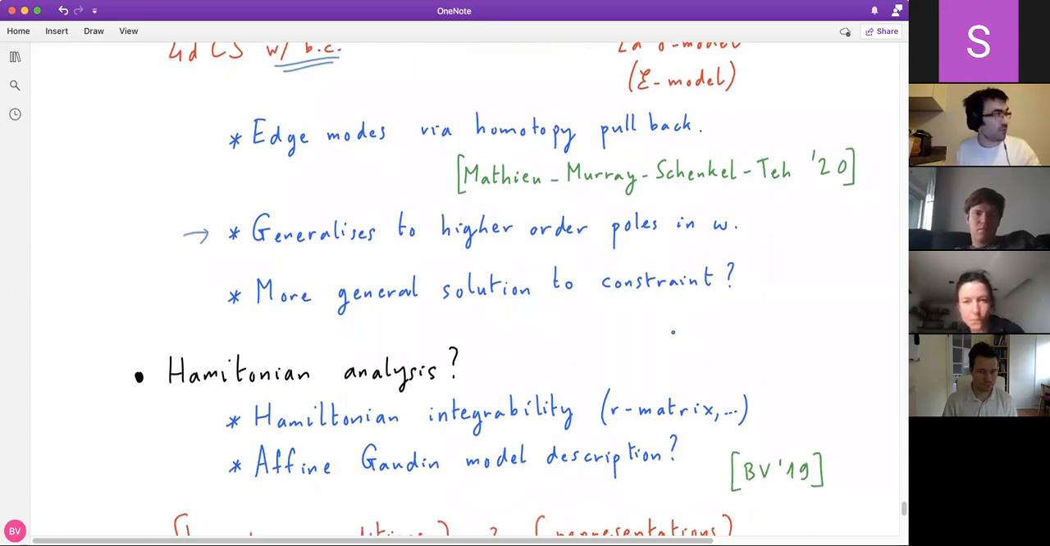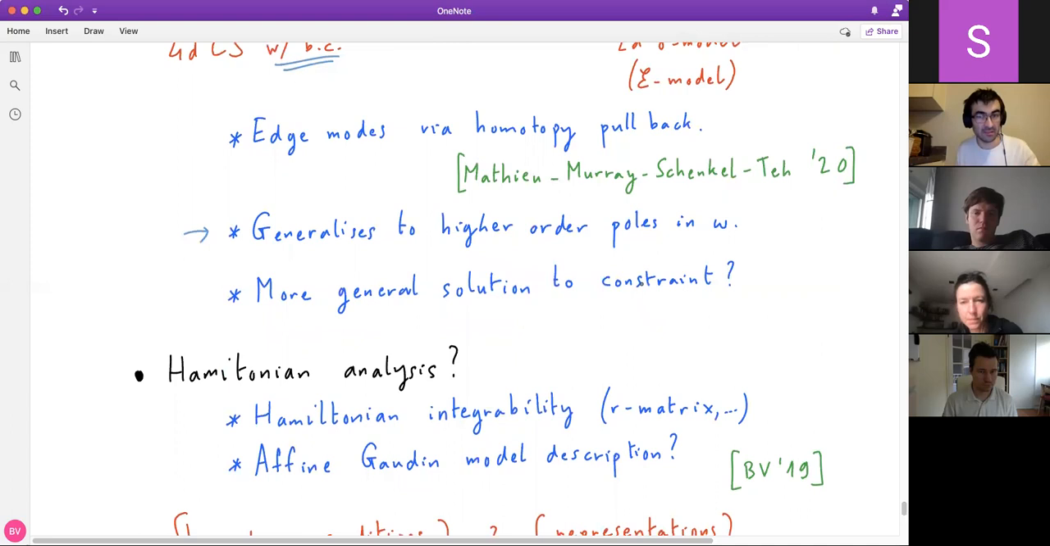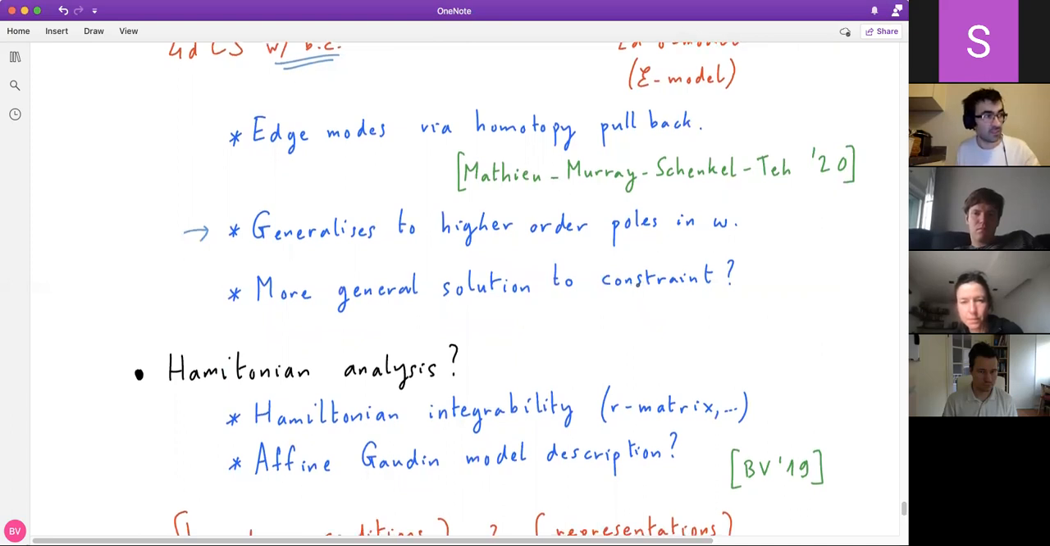So an interesting question is, can we generalize this construction to allow for more general solutions of the constraints, which would not be described by E models? Maybe there are other classes of integrable field theories which come out from 4D Chern-Simons, but which don't fall into this class of E models. So far we only know how to solve the constraint by this E model condition, but it's possible that there are other ways to solve the constraint.